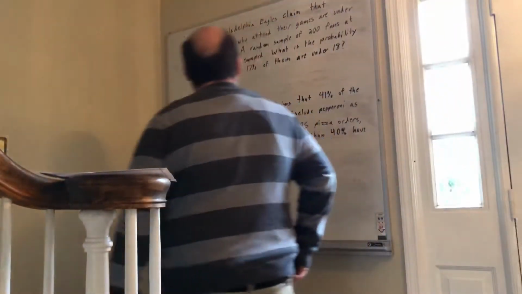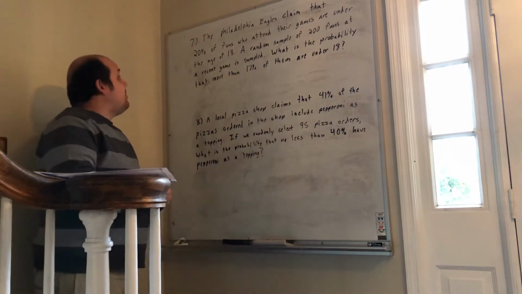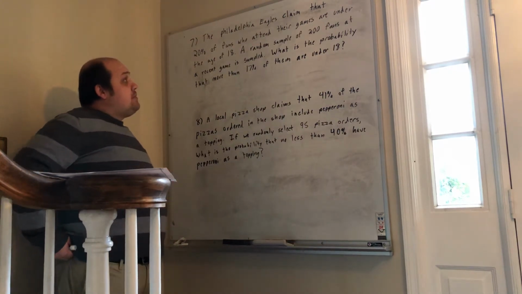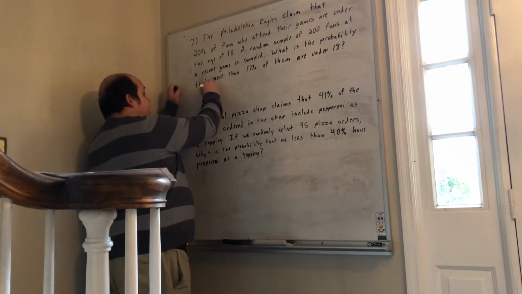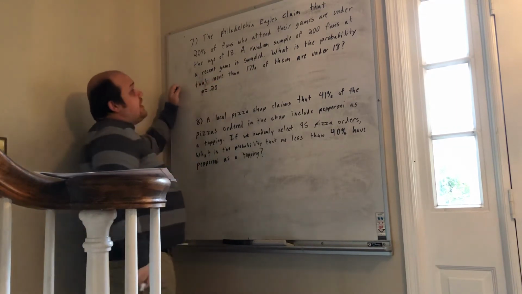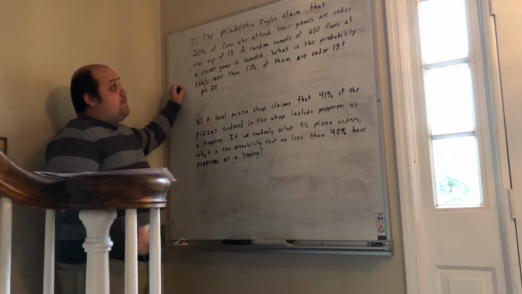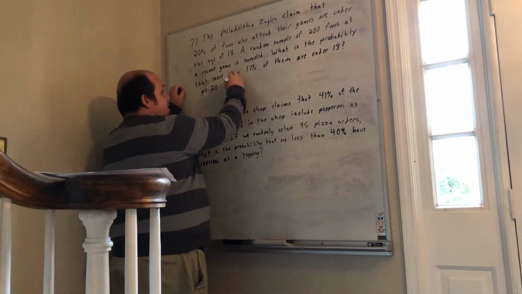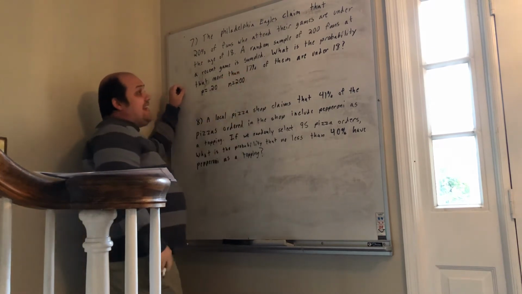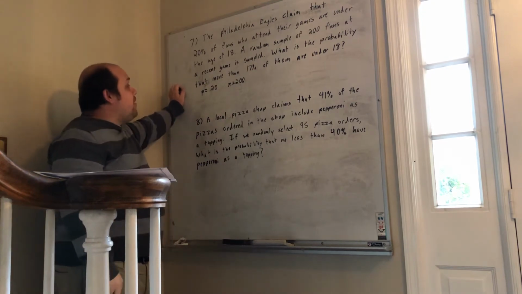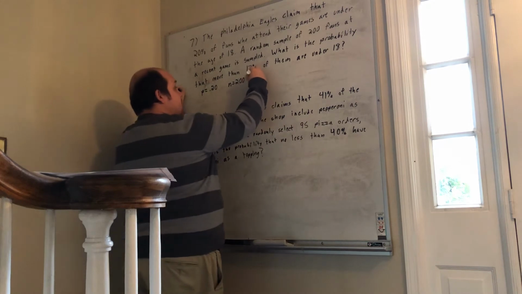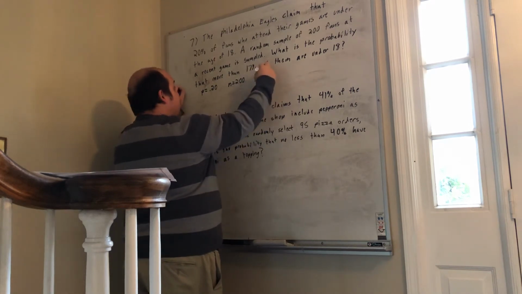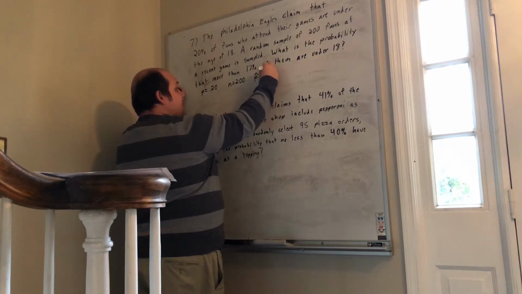First question begins, the Philadelphia Eagles claim that 20% of their fans who attend their games are under the age of 18. That's going to be our population P, 0.20 for 20%. A random sample of 200 fans, that's going to be our N, at a recent game is sampled. What's the probability that more than 17% of them are under 18? So P hat is going to be our proportion from the sample, or probability from the sample, which is 0.17.